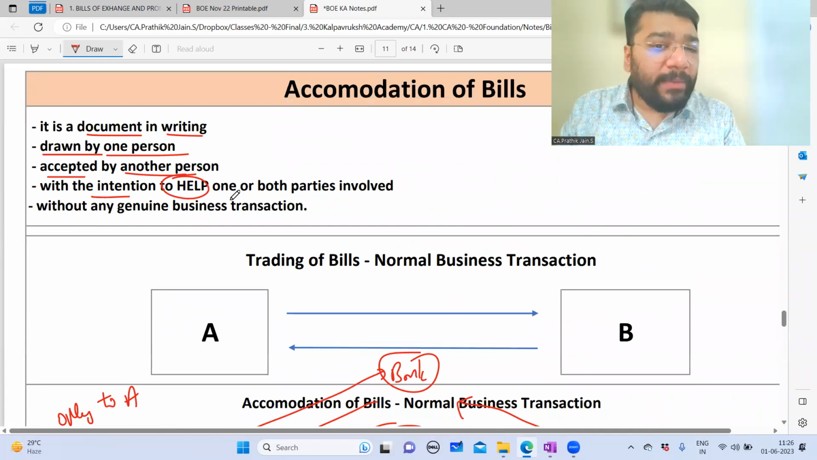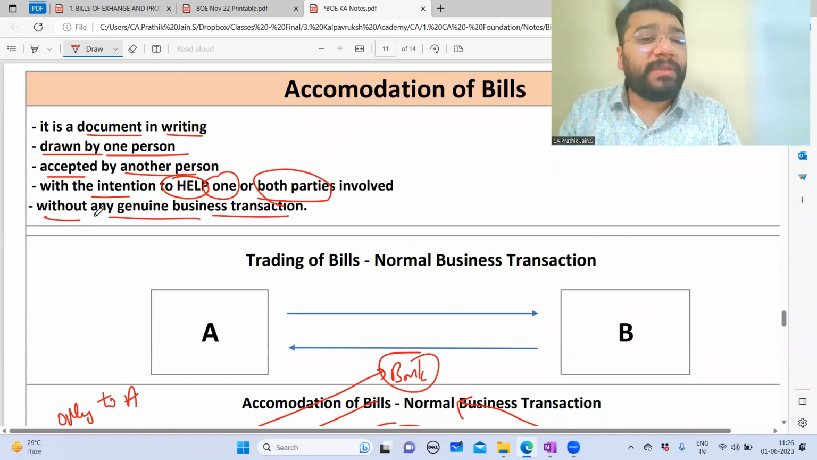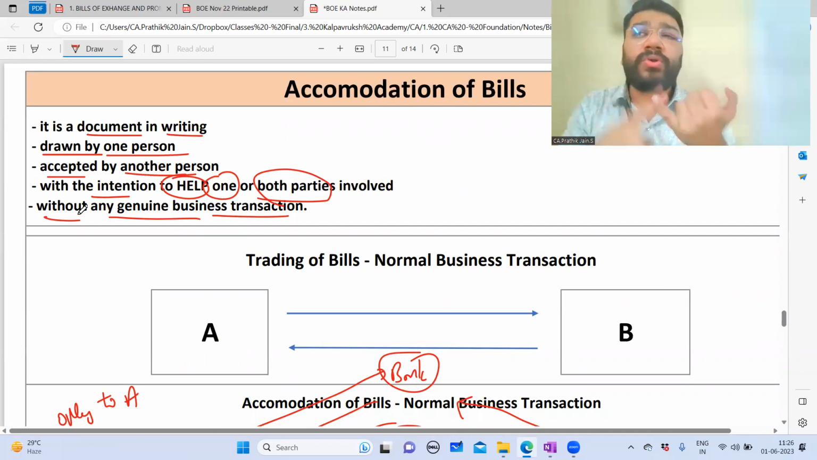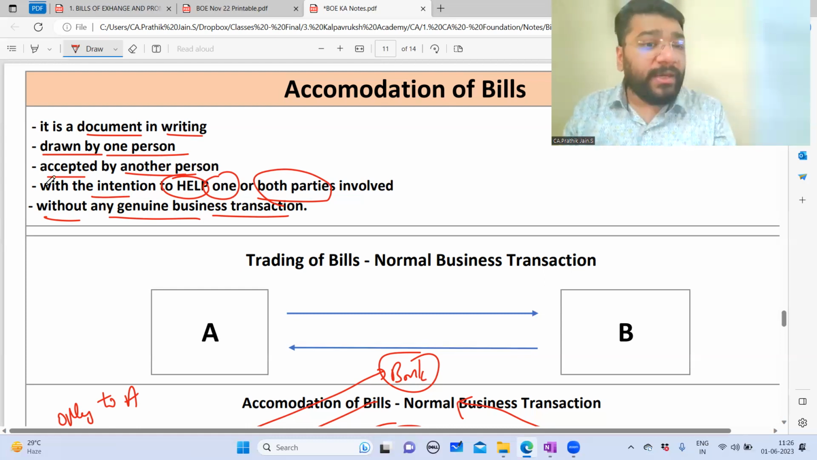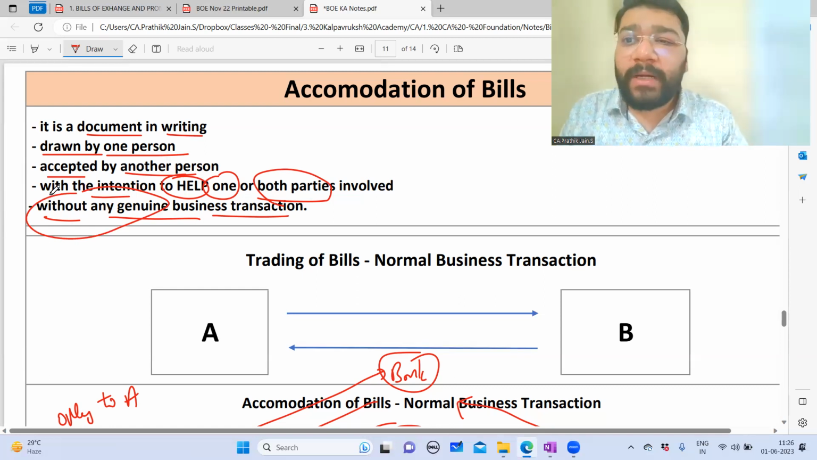With the intention to help one person, that is A alone, or both the parties A and B, without a genuine business transaction. Without a genuine business transaction means what? When a bill of exchange is executed, there is no goods or service that is being exchanged. If a good or service is exchanged, that is called a genuine business transaction. So here there is no genuine business transaction. So this concept is called accommodation of bill.